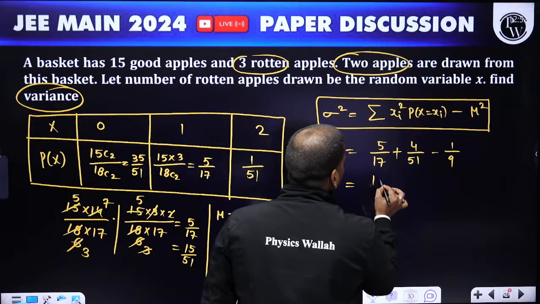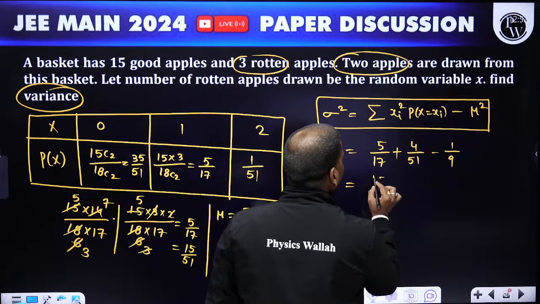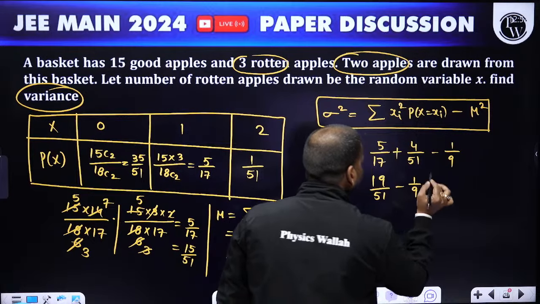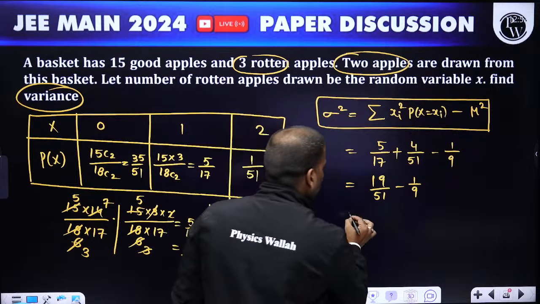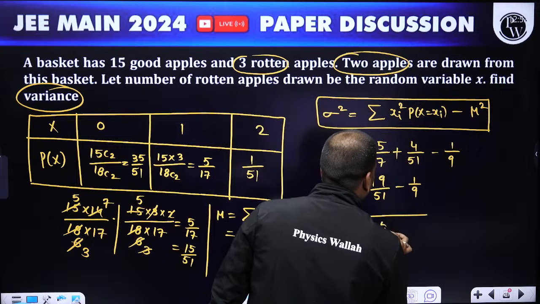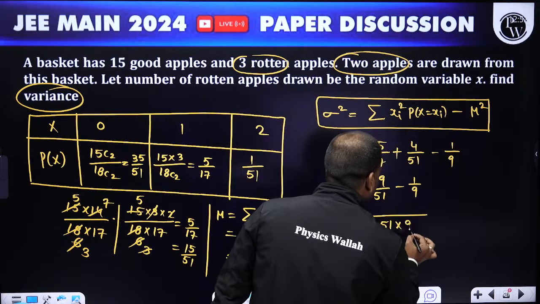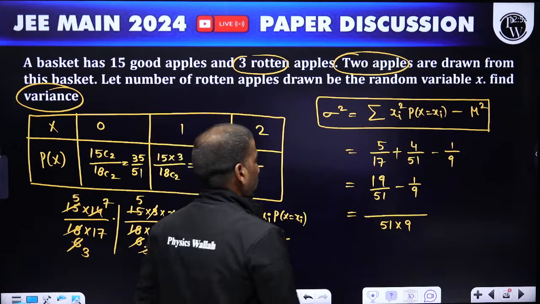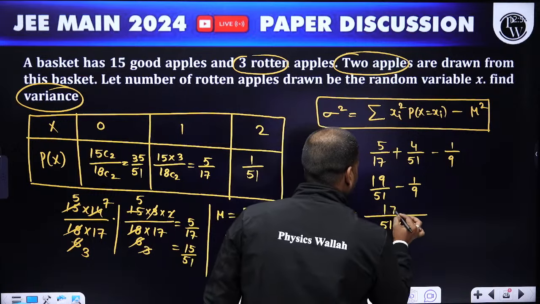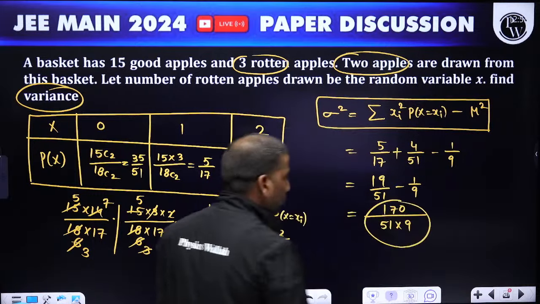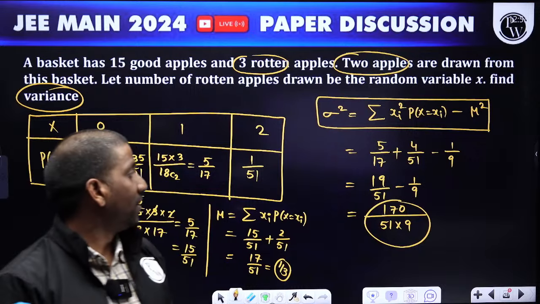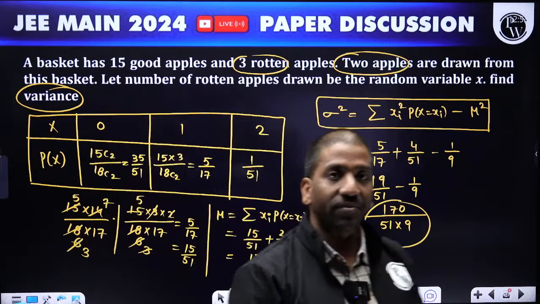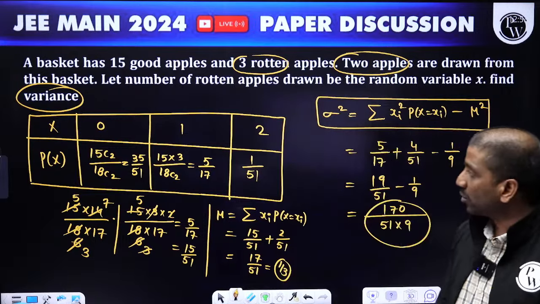So, 15 by 51. 19 by 51 this is. 19 by 51 minus 1 by 9. Right? So, this is nothing but 51 times 9. No, can't cancel. 19 into 9, 171. So, 170. You can simplify this part. Right? See how simply we can avoid calculation. So, that is the beauty of what we are doing here, right?